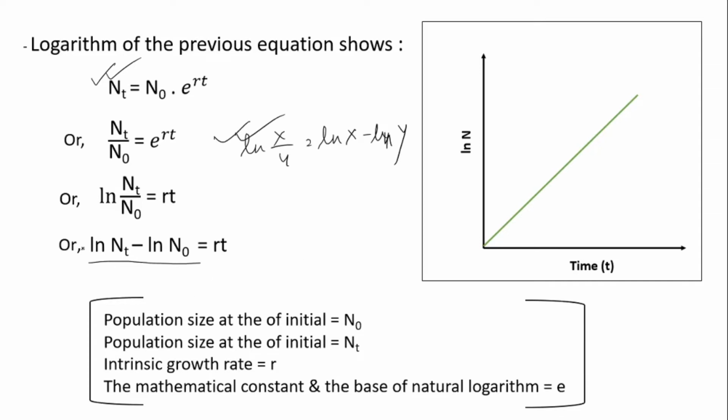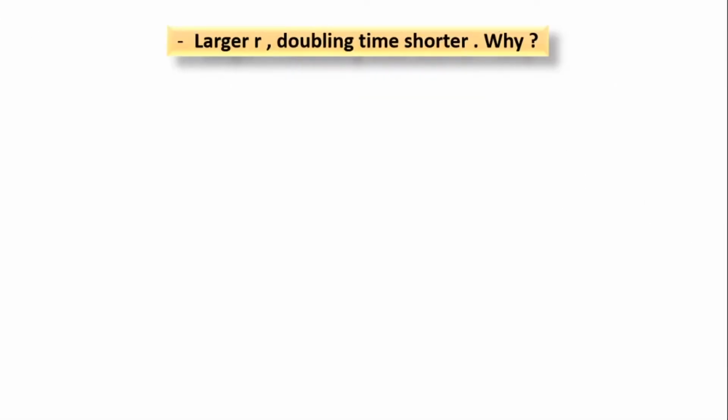So if we put this equation on a graph, we can obtain a straight line curve. Here n0 is the initial population size, while nt equals the final population size, r equals the intrinsic rate of increase, and e is the exponential constant. So next is a question: if the intrinsic rate is higher, would the doubling time be shorter? How can we prove this?